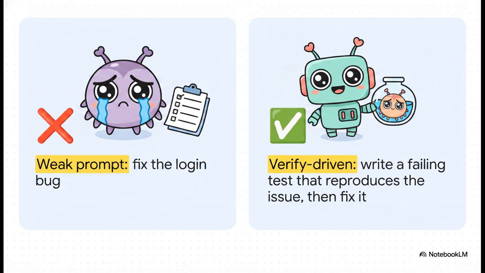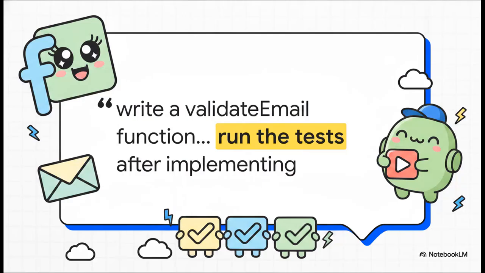Instead, upgrade to a verify-driven approach. Give it the symptom, point it to the likely location, and command it to write a failing test first, and then fix it. You can just bake these test conditions right into your command. You'd say, for example, "write a validate email function, example test cases are," and give a few examples, and then finish with "run the test after implementing."